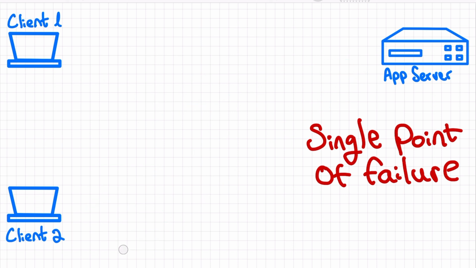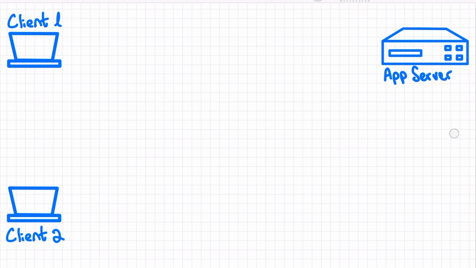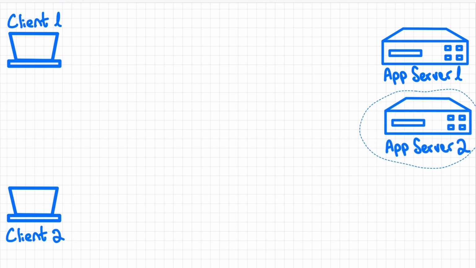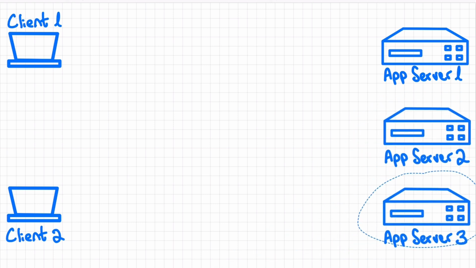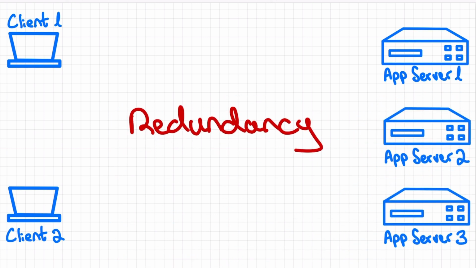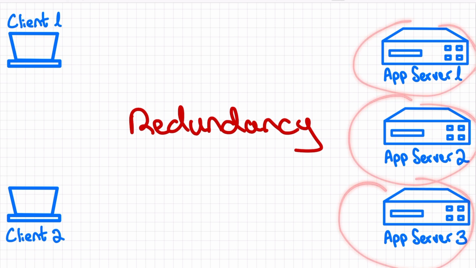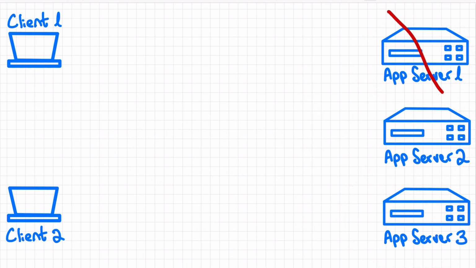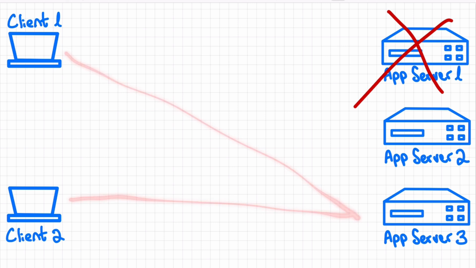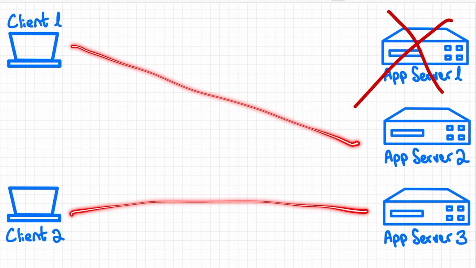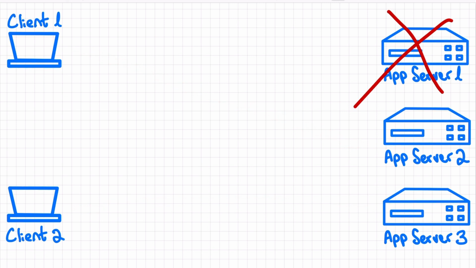So in order to scale the system and eliminate the single point of failure, we can add more app servers that do the exact same thing. This is called redundancy. Redundancy means duplicating parts of the system. If one server goes down, the others will pick up the slack and the system will stay available. And of course, having multiple servers processing requests in parallel means we can handle more requests per second.